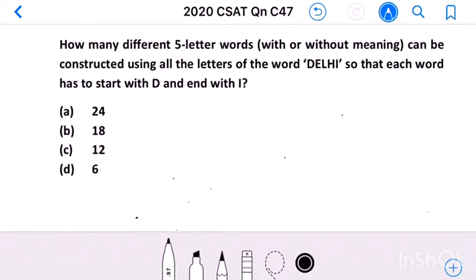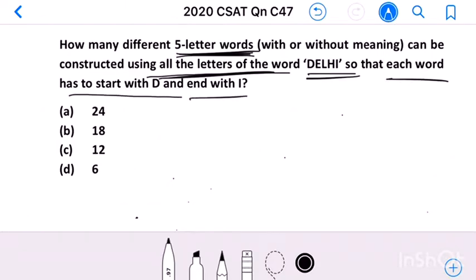Question number 47. How many different 5-letter words with or without meaning can be constructed using all the letters of the word Delhi, so that each word has to start with D and end with I? So here we have to construct 5-letter words using all the letters of the word Delhi. Delhi has 5 letters. That means in these 5-letter words, letters are not repeating. Then it is said that each word has to start with D and end with I.